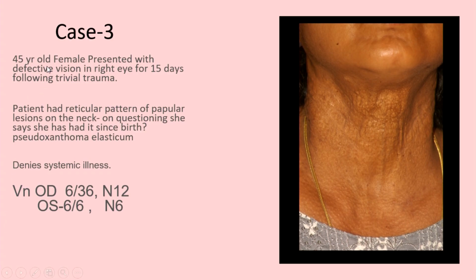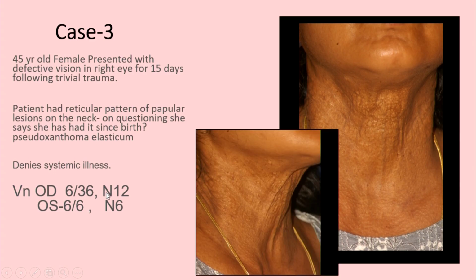This is another case, a 45-year-old female presented with defective vision in the right eye for 15 days following a trivial trauma. On questioning, she had a reticular pattern of papillonodular lesion in the neck region. She told us she had it since birth, diagnosed as pseudoxanthoma elasticum, and denied any known systemic illness. Vision in the right eye was 6/36 and N12, and the left eye was 6/6 N6. This is the papillonodular lesion.